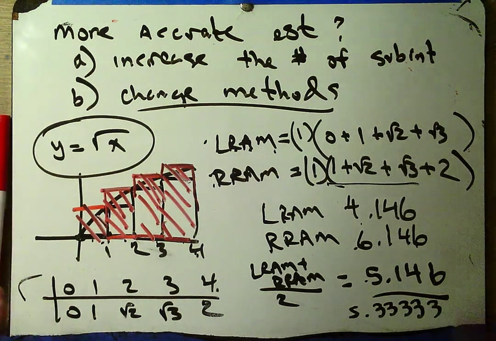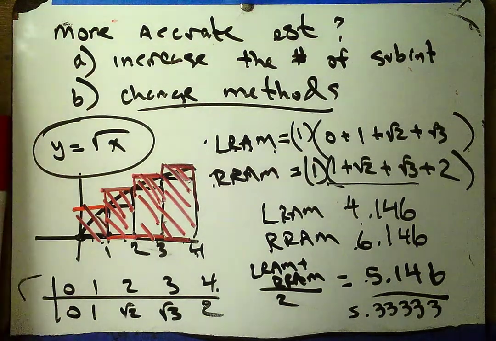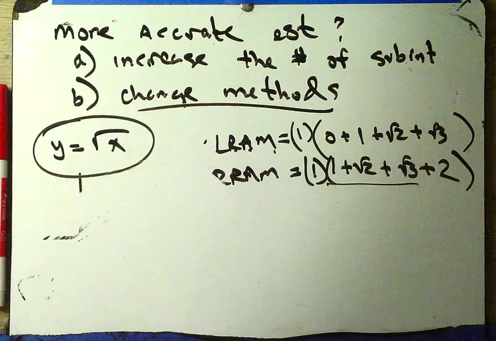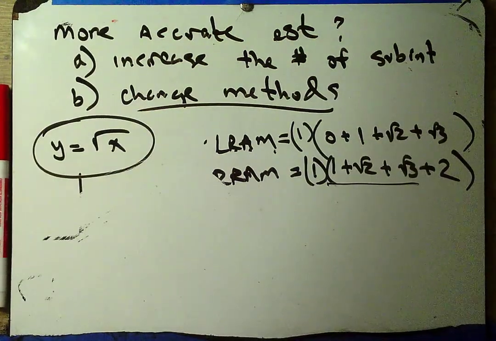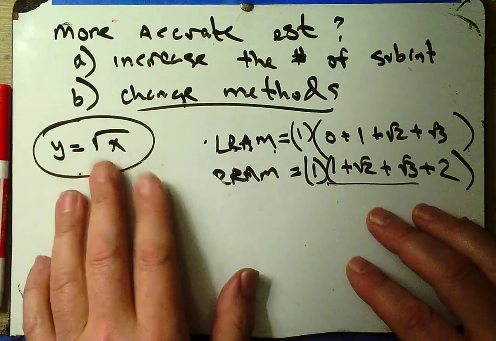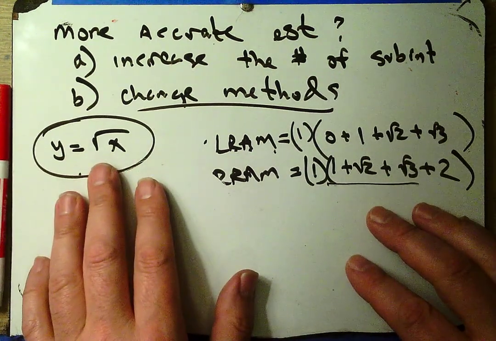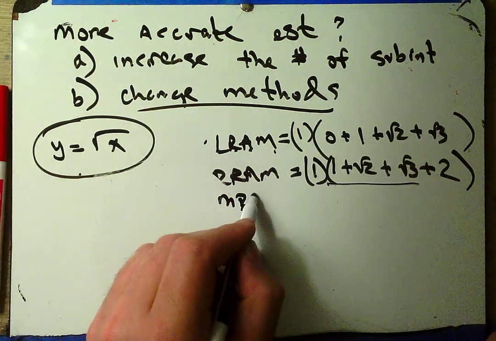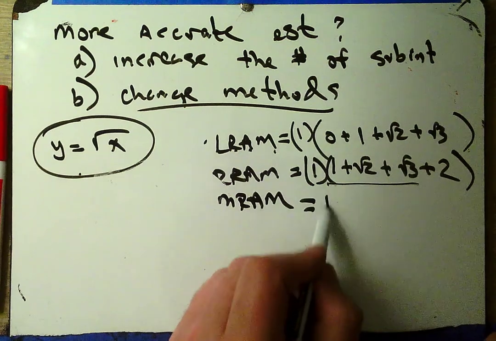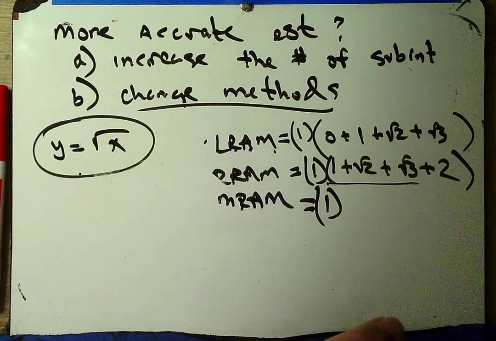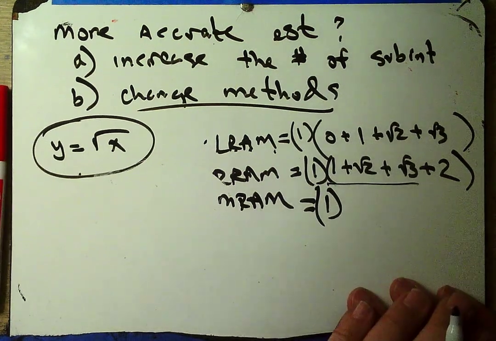Okay, so we want to be thinking about what we can do to get a more accurate area. I really think you should practice this a little more. I might actually say, why don't you do the 8 subintervals with this? You should probably also find MRAM here. It's still going to be a subinterval width of 1. In the next video, we'll look at situations where the subinterval width is not constant.